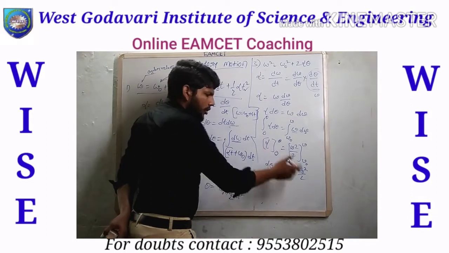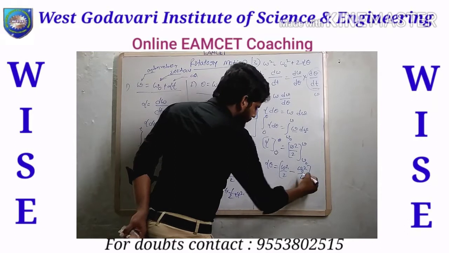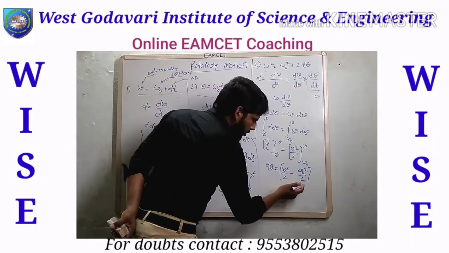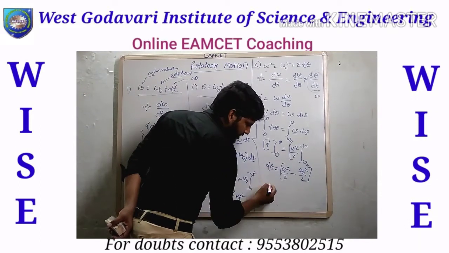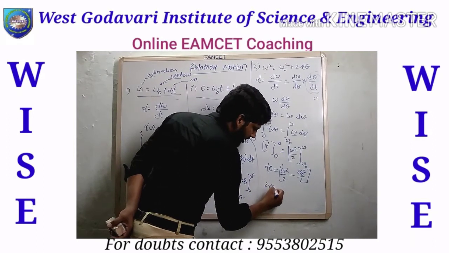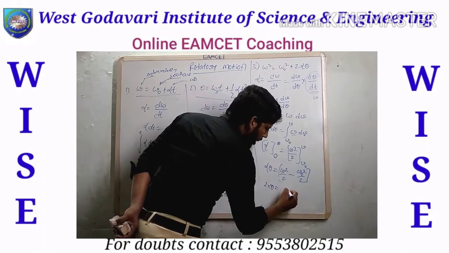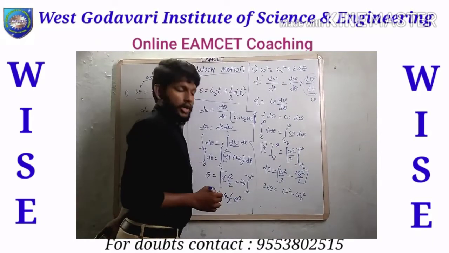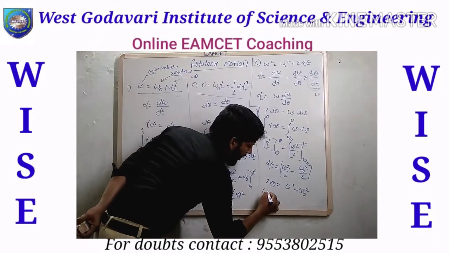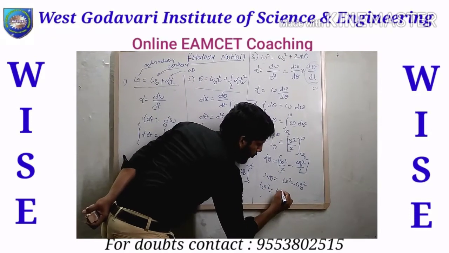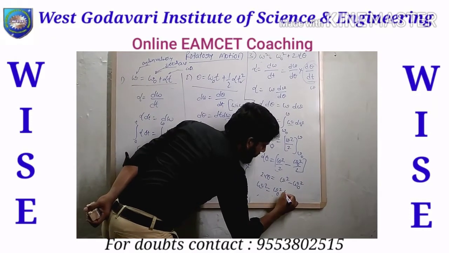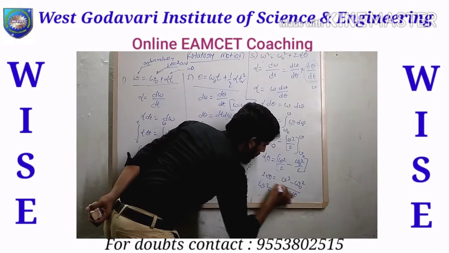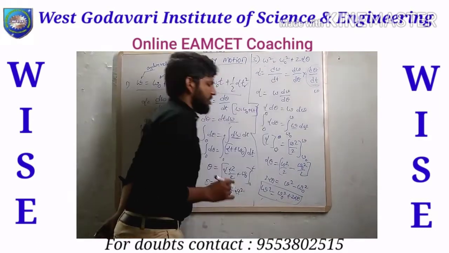Now multiply this, take the 2 away from the LHS: 2αθ = ω² − ω₀². Simply, ω² = ω₀² + 2αθ. This is the equation we have.